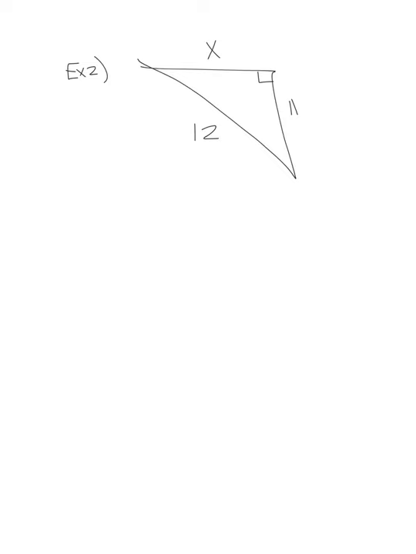Now example 2 looks a little bit different. This time I'm given my hypotenuse, so I'm given my c. I'm going to go ahead and just call this b, but again, it could be a. So I'm going to write my formula: a squared plus b squared is equal to c squared. I'll plug in my information: x squared plus 11 squared is equal to 12 squared.